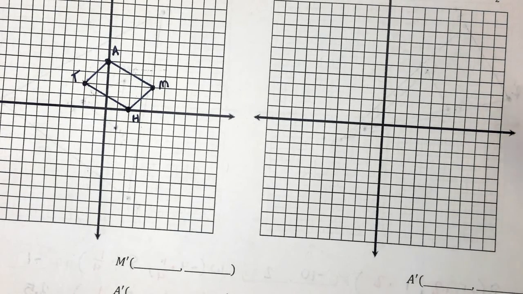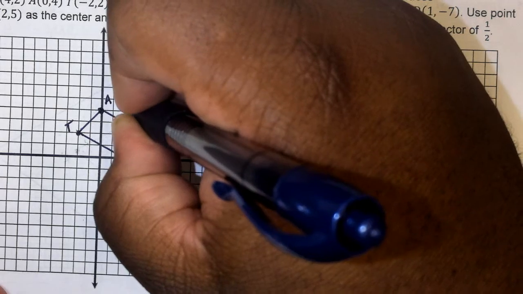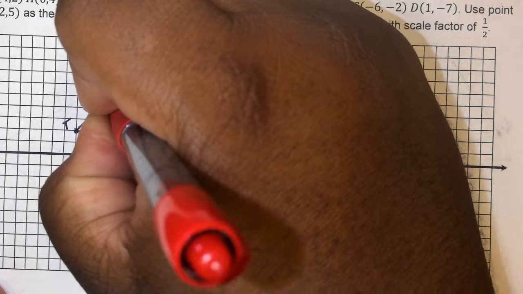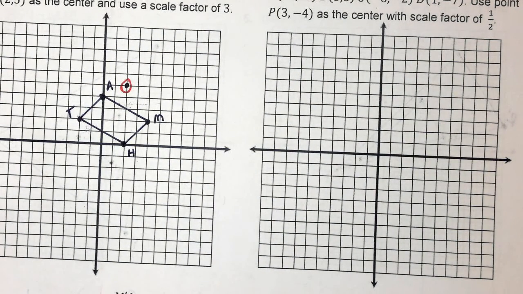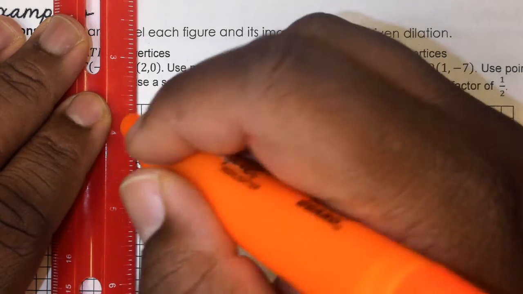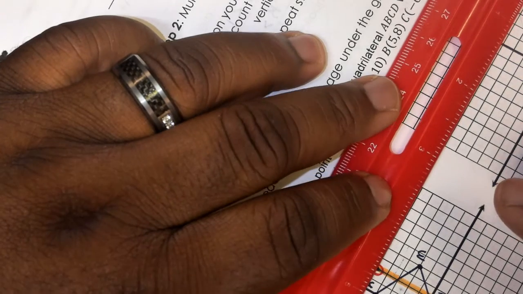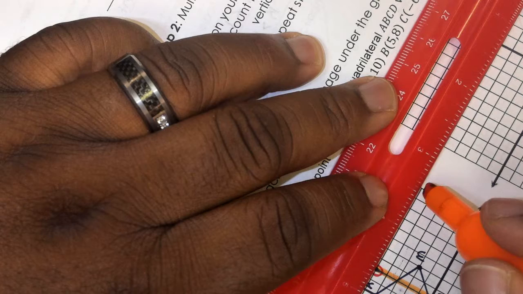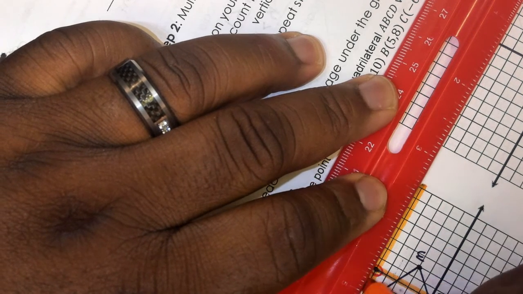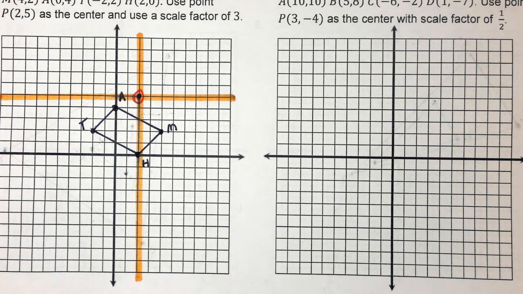Other thing I need to put on here is my point, which is going to be my center of dilation. So let's say that point was at 2, 5. 2 over, up 1, 2, 3, 4, 5. So my point is going to be here. Like I said, as we've done before, I'm going to make an axis around this point so I can see it. I'm doing a highlighter for y'all. I'm going to draw an X and Y axis around this point. So that point is going to be my point of reference for my points that I'm about to find.